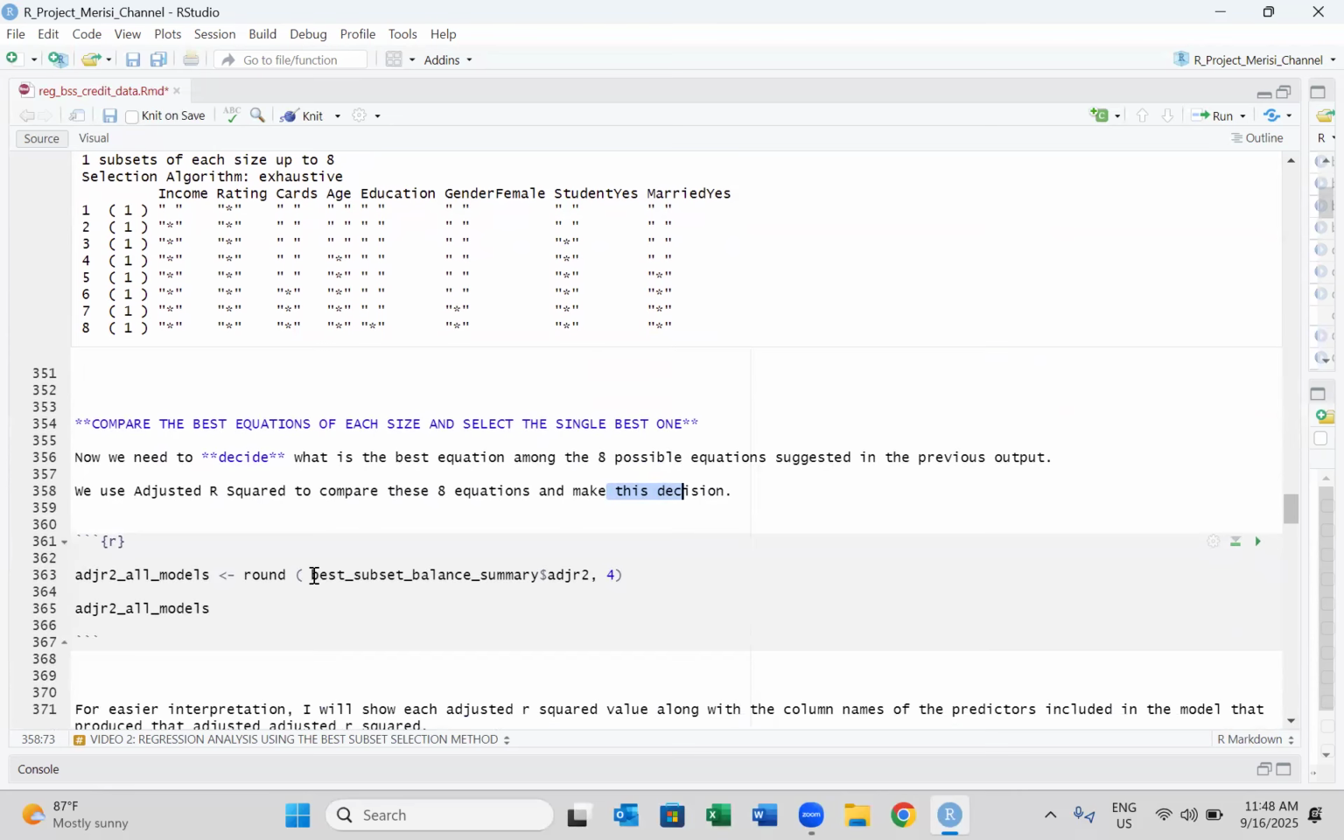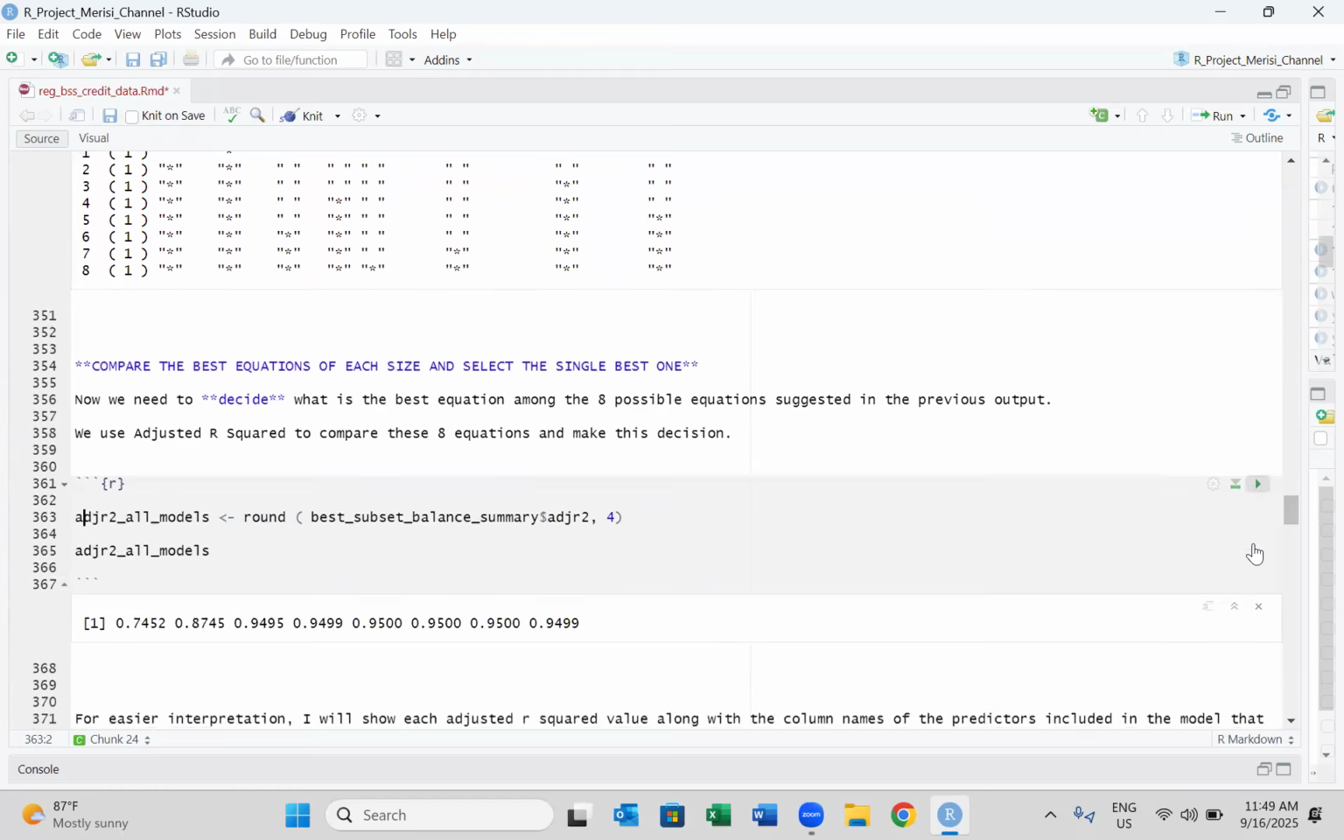To get adjusted R squared for each of the 8 equations, we do the following. From the variable that I used earlier, we can retrieve the adjusted R squared attribute, and that will give me the adjusted R squared for each of the 8 equations. Then I rounded the adjusted R squared values to 4 decimal places for easier interpretation, and I store the adjusted R squared values in that variable. Let's run it and print it out.